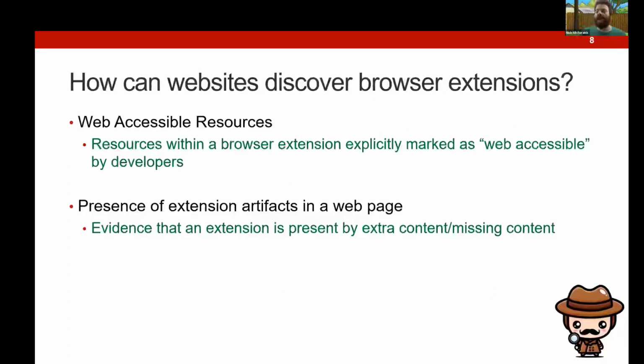So now let's discuss how an extension can be fingerprinted, or rather detected, even though there are no official APIs for a website to use. And we will look at two types of attacks or two types of techniques. The first one is related to web accessible resources, and the second one is related to the artifacts of an extension running in a page. So let's focus first on the web accessible resources.